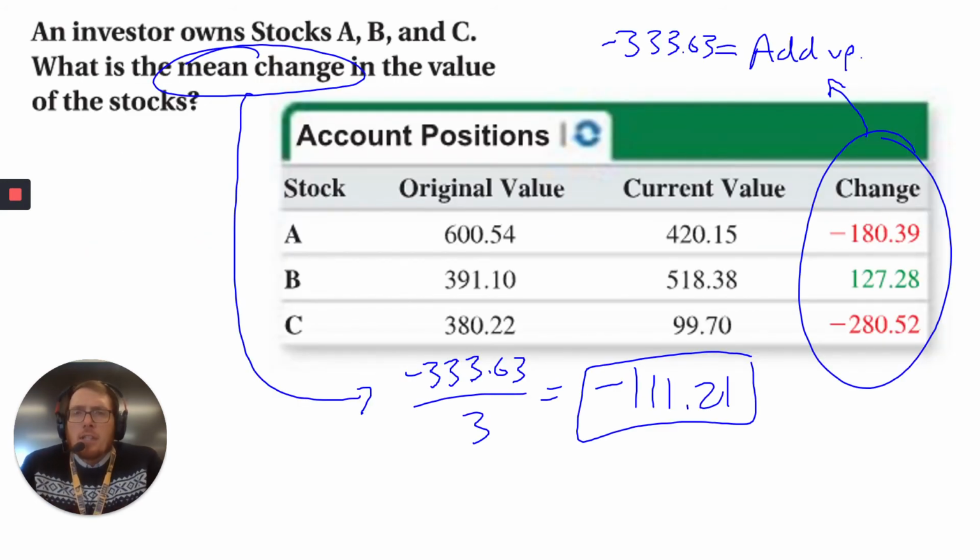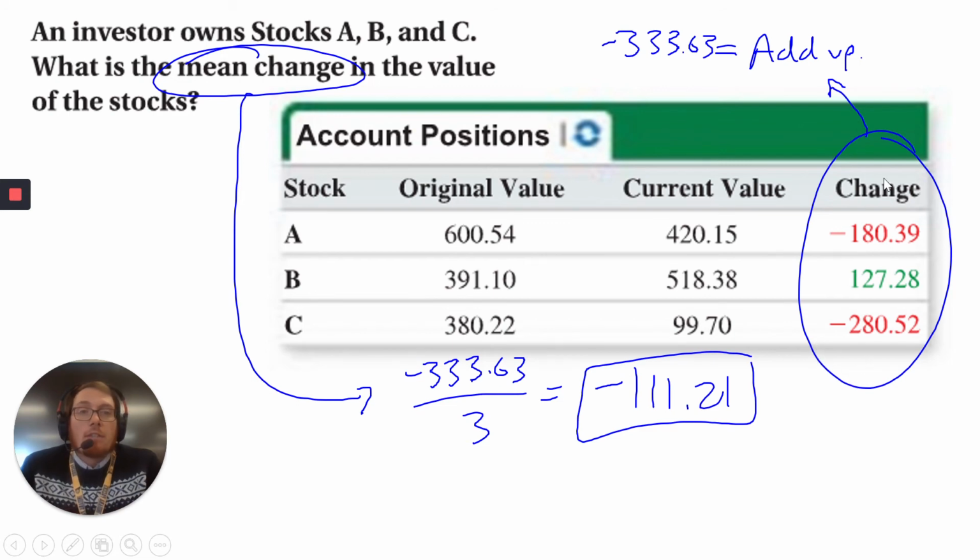The next question says that someone owns 3 different types of stock, and then this is the value that you bought it for. This is its current value, and then the last piece is how much it's changed. You're looking for the mean change in value. So I don't care about the original. I don't care about the current value. What I care about is, did I win or lose, essentially? Have I won money or gained money, or have I lost or it's gone away?